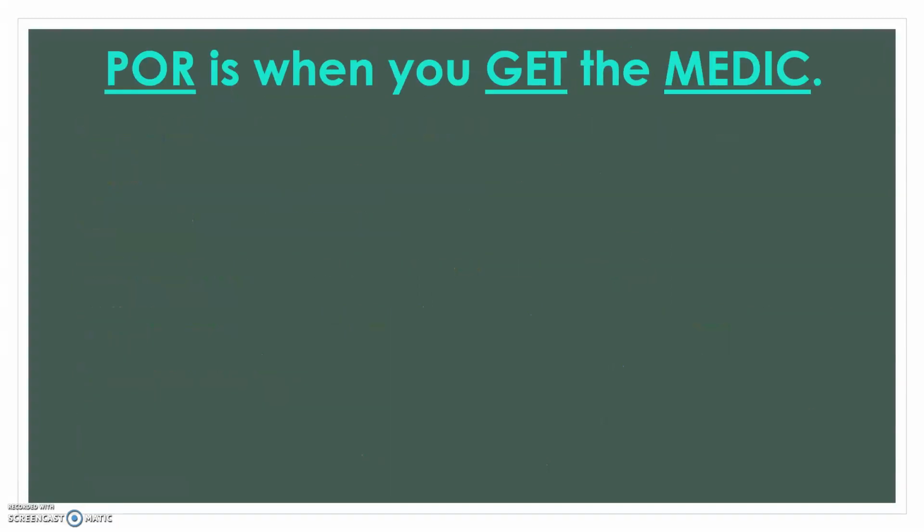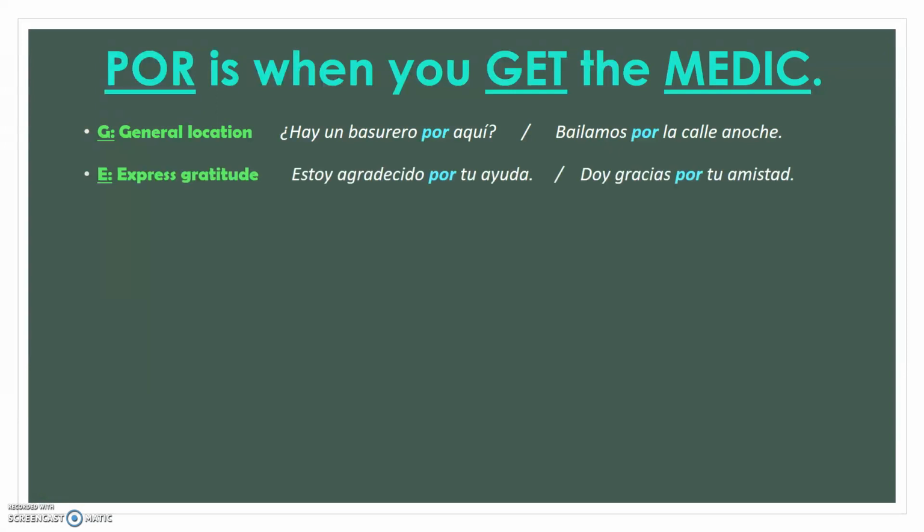Por is when you get the medic. Get and medic are going to be our 2 acronyms for all the reasons for por. G, a general location. Hay un basurero por aquí. Bailamos por la calle anoche. Is there a trash can around here? Around here. Por aquí. General location. And we danced on the street last night. Por la calle. General, not specific.